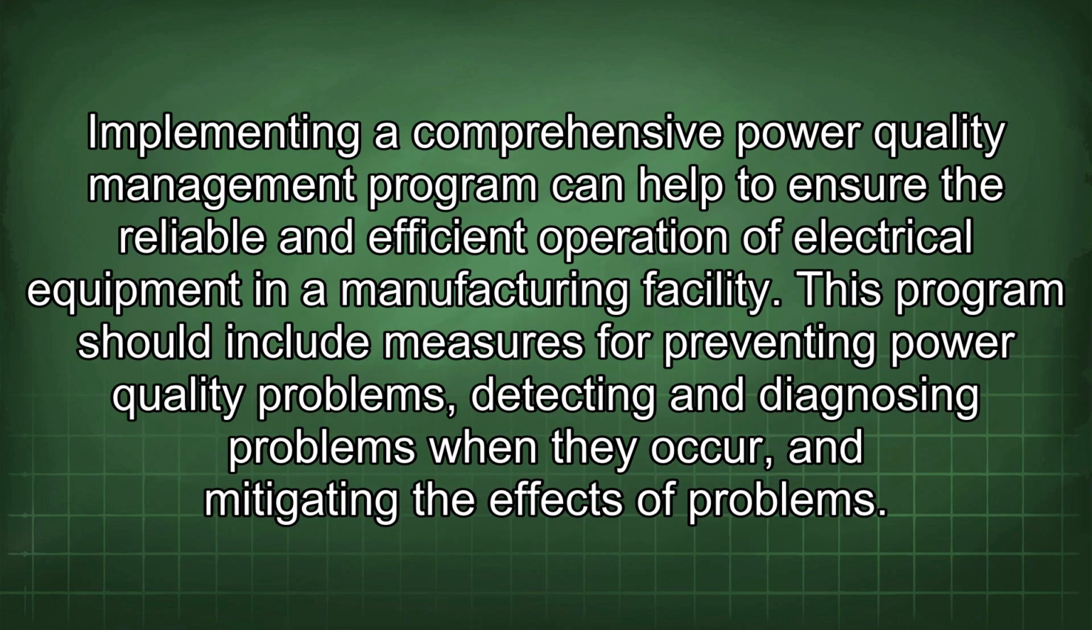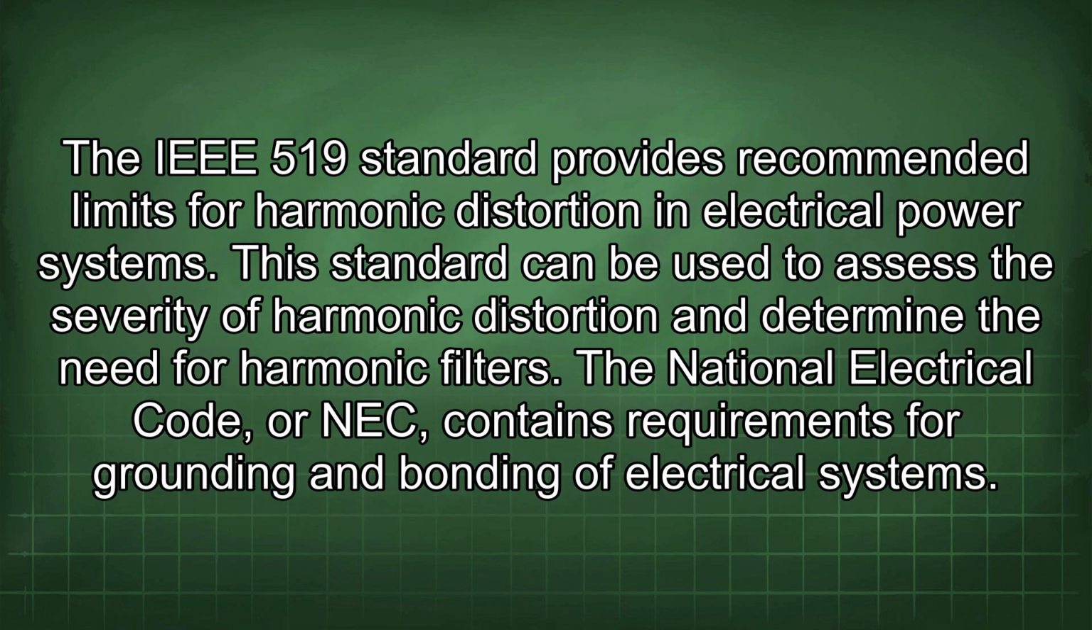Implementing a comprehensive power quality management program can help to ensure the reliable and efficient operation of electrical equipment in a manufacturing facility. This program should include measures for preventing power quality problems, detecting and diagnosing problems when they occur, and mitigating the effects of problems. The IEEE 519 standard provides recommended limits for harmonic distortion in electrical power systems.